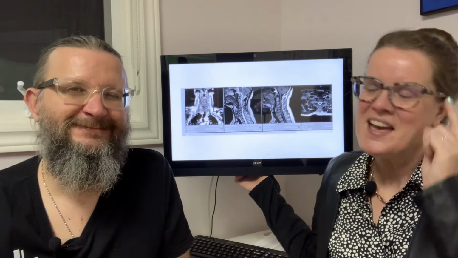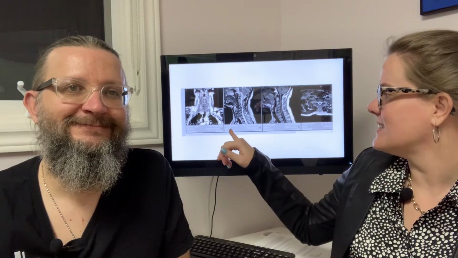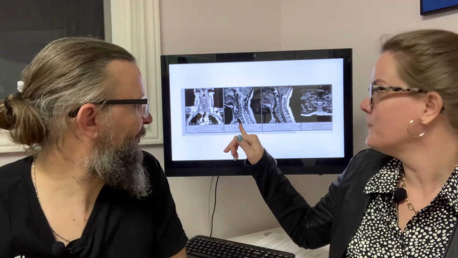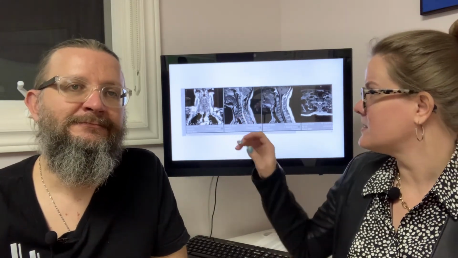Yeah. And so this one here is a T2 window, which is the water window. And so the spinal fluid, so your cerebral spinal fluid, which surrounds your spinal cord, is bright white. So you can see if there's bone impinging on that, so you know the bone is actually probably poking your spinal cord, which is probably not a good thing, right?